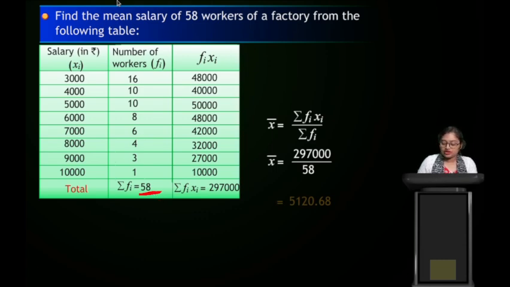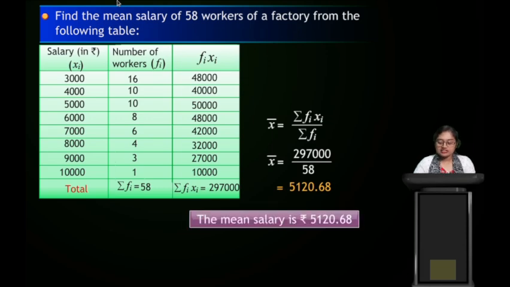Yes, we have used it. So on simplification we'll get 5,120.68. So here the mean salary is 5,120 rupees and 68 paisa.